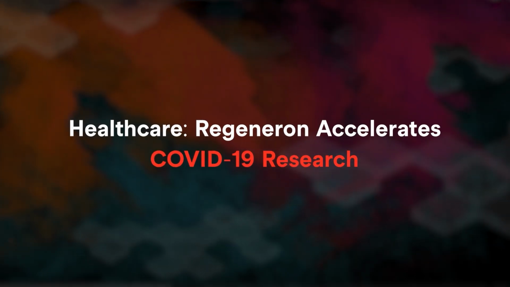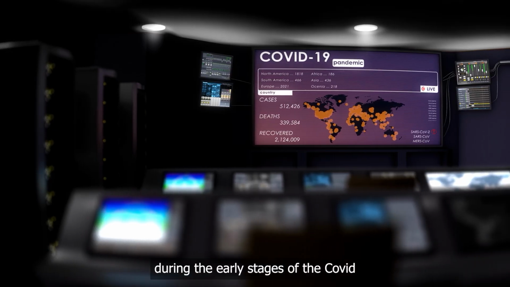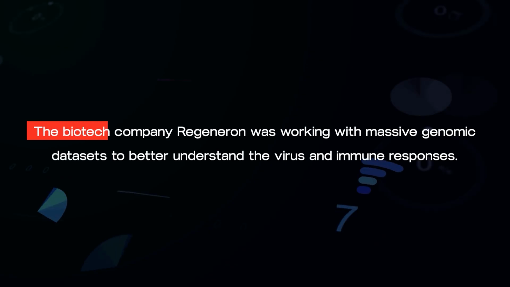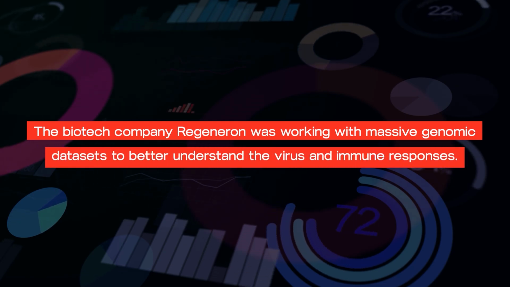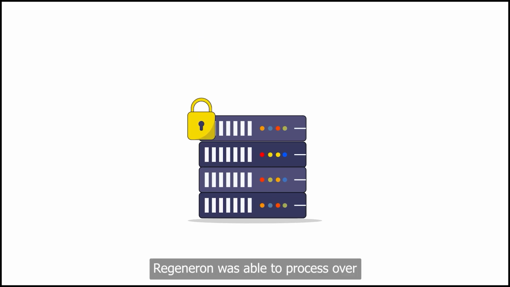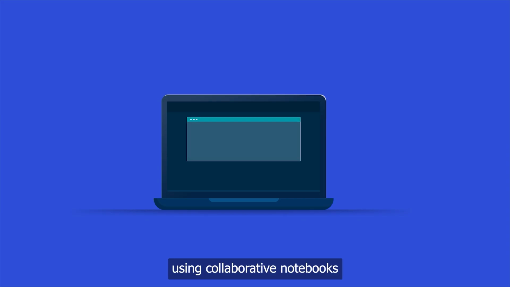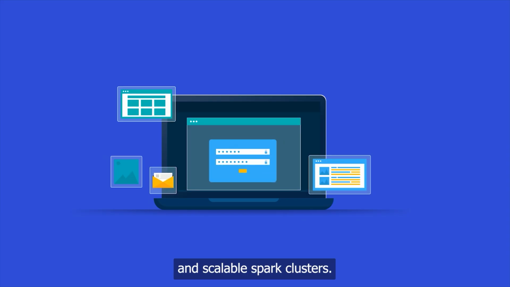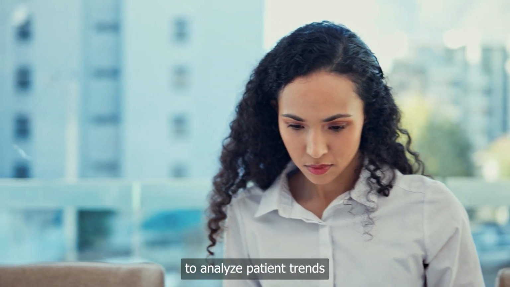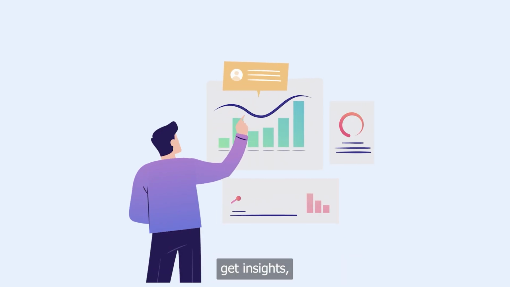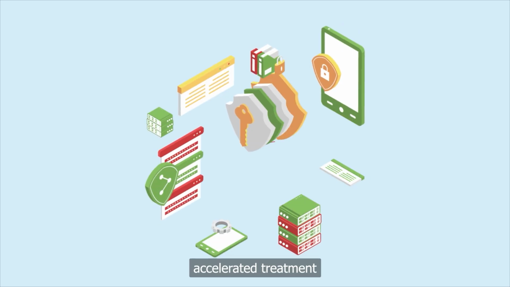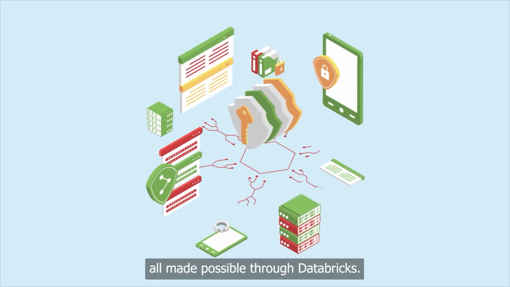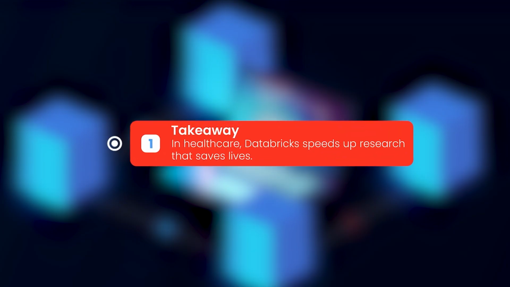Healthcare. Regeneron accelerates COVID-19 research. During the early stages of the COVID-19 pandemic, the biotech company Regeneron was working with massive genomic datasets to better understand the virus and immune responses. With Databricks, Regeneron was able to process over 1 million patient records in record time using collaborative notebooks and scalable Spark clusters. Instead of waiting days to analyze patient trends, researchers were able to run models, get insights, and adapt clinical trials faster than before. The result? Accelerated treatment development and smarter research, all made possible through Databricks. Takeaway: in healthcare, Databricks speeds up research that saves lives.